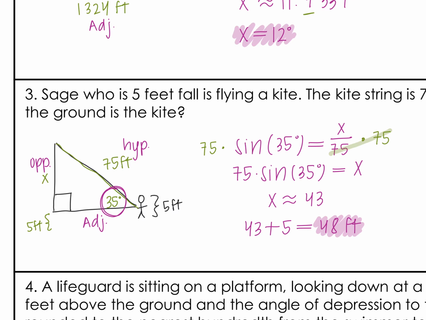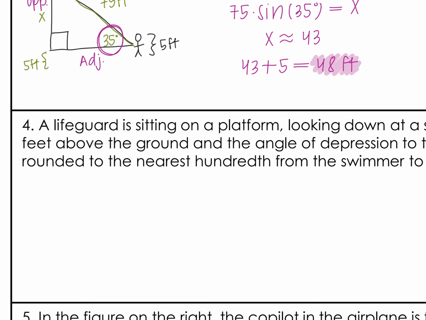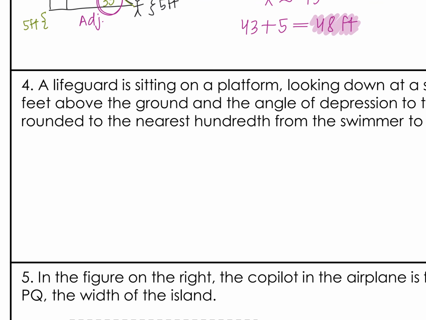All right, moving on to number 4. Okay, I'm going to start with my right triangle once again. All right, so for this problem here, we have that a lifeguard is going to be sitting on a platform, so that should be at the highest point. And he's going to be looking down at a swimmer in the water. Okay, so here's my little lifeguard person down here, or up here, and then my swimmer can be down here.